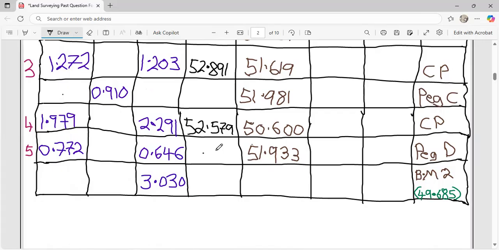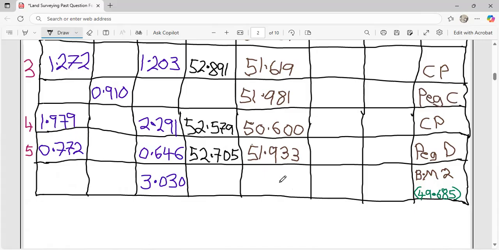Let's add 51.933 plus 0.772. At the end of the day, we are going to get 52.705. Okay. From here, we have to fill our next initial reduced level.